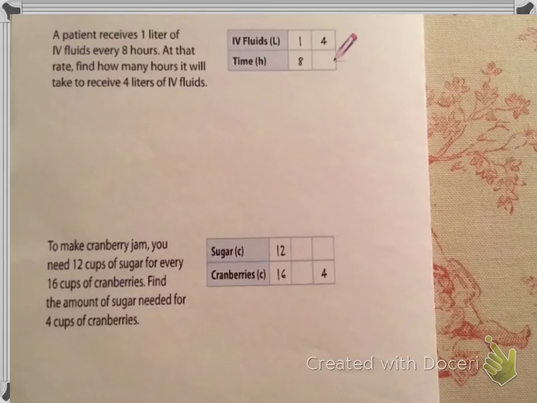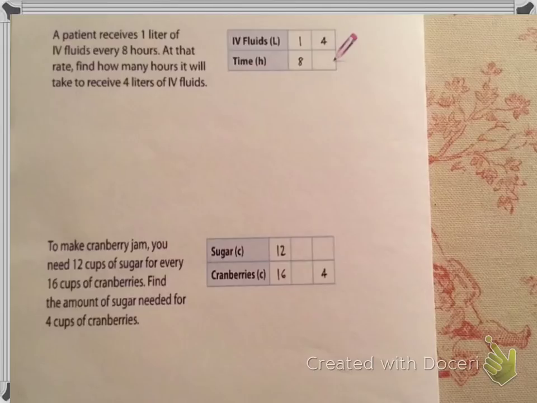Sorry about that. Okay, so here's an example of a ratio table. A patient receives 1 liter of IV fluids every 8 hours. At that rate, how many hours will it take to receive 4 liters of IV fluids? So basically, what I need to do is figure out, what did I do to my initial amount of 1 liter every 8 hours to get to 4 liters?